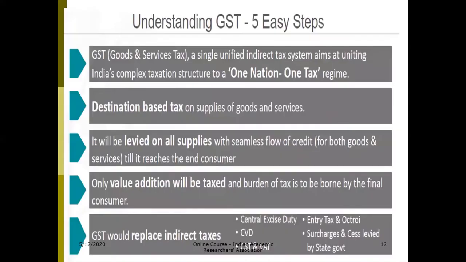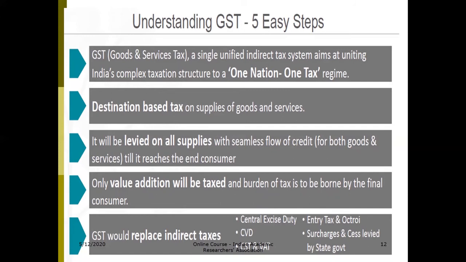Now, understanding GST, there are 5 easy steps. Firstly, GST or Goods and Service Tax, a single unified indirect tax, aims at uniting India's complex taxation structure as a one nation, one tax regime. Then, it is a destination-based tax on supplies of goods and services. It will be levied on supplies with seamless flow of credit for both goods and services till it reaches the end consumer. Then only the value addition will be taxed, and the burden of tax is to be borne by the final consumer.